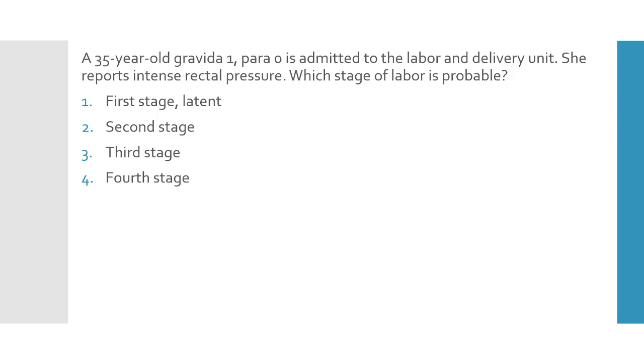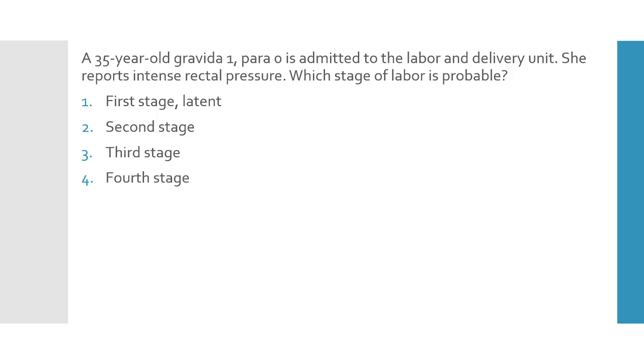Here's our next question. A 35-year-old Gravida 1, Para 0, is admitted to the labor and delivery unit. She reports intense rectal pressure. Which stage of labor is probable? Number 1, first stage latent. Number 2, second stage. Number 3, third stage. Or number 4, fourth stage. This is an analysis question. To answer this question, you need to review the 4 stages of labor and what occurs during those stages.